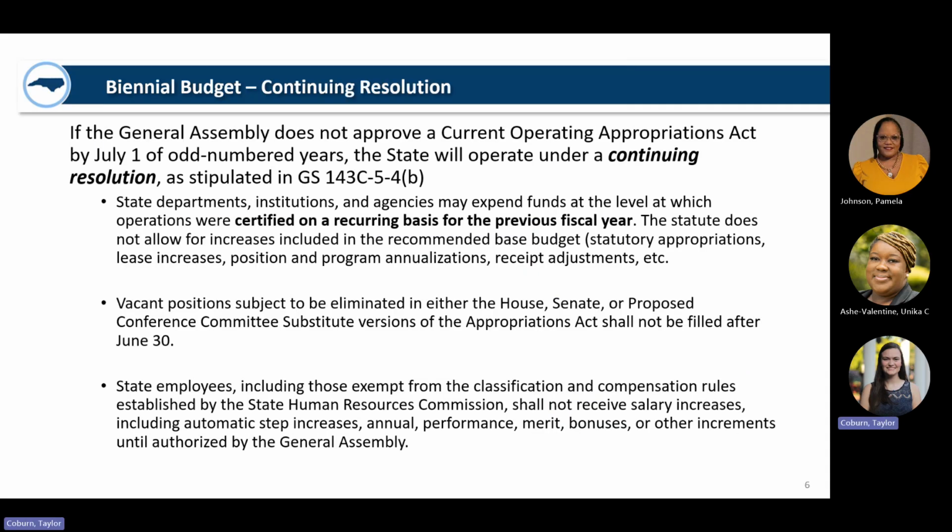If the General Assembly does not approve a budget by July 1 of an odd-numbered year, the state will operate under a continuing resolution outlined in GS 143C-5-4B. An agency's authorized funding level would be equal to the recurring certified funding in the prior fiscal year. Additionally, vacant positions subject to elimination in the House, Senate, or conference budget may not be filled after June 30th. And state employees shall not receive salary increases, among other allowances and limitations in operating under a continuing resolution.